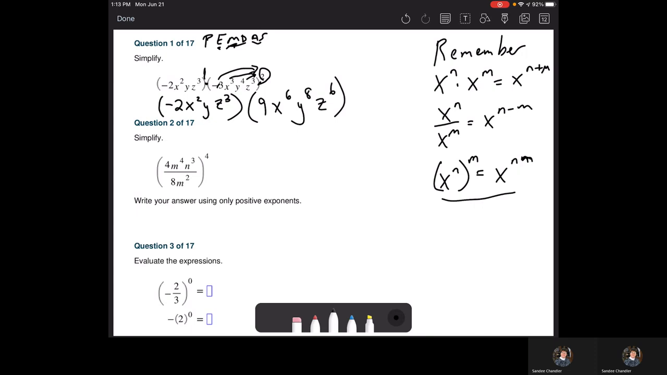Now, both of these parentheses are to the first power, so all we have to do now is just multiply. Negative 2 times 9 is negative 18. X squared times x to the 6th, now we're doing the multiplication, so we're adding our exponents, so that's x to the 8th. Remember, when you don't see an exponent, it is a power of 1, so y to the 1st times y to the 8th is y to the 9th. Z cubed times z to the 6th, yep, z to the 9th, you got it.